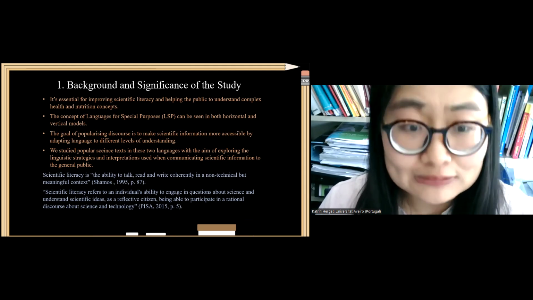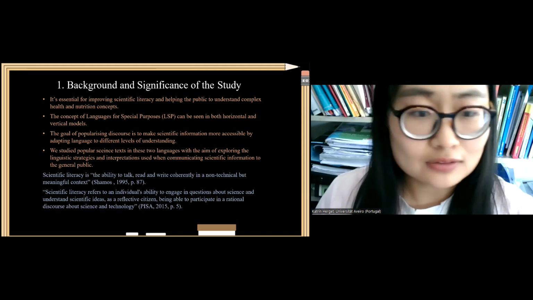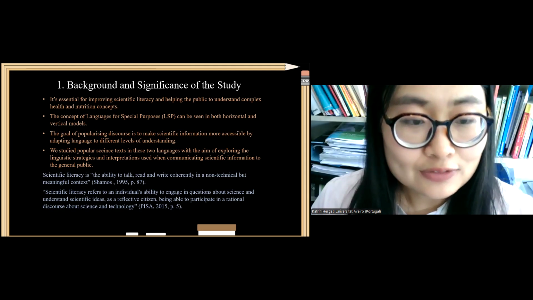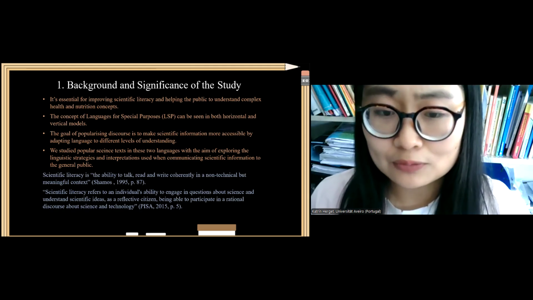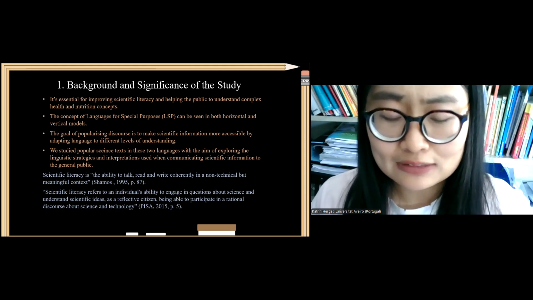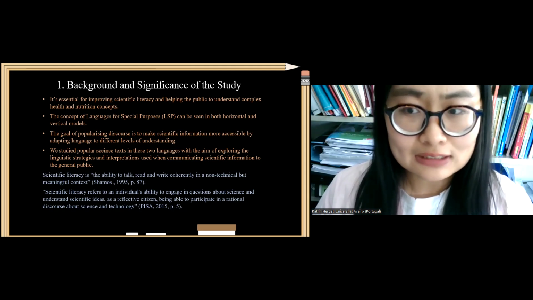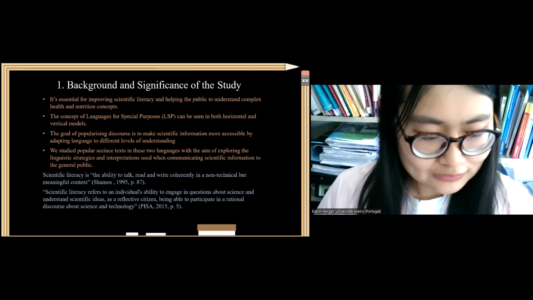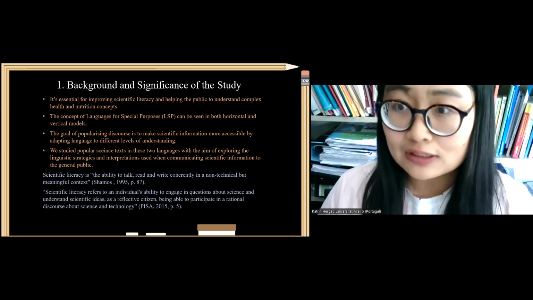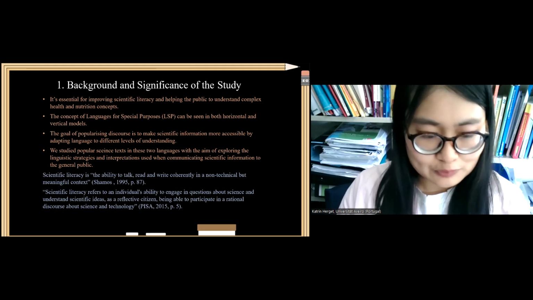Shen's definition of functional scientific literacy is the ability to talk, read, and write coherently in a non-technical but meaningful context. According to the PISA report, scientific literacy refers to an individual's ability to engage in questions about science and understand scientific ideas as a reflective citizen, being able to participate in a rational discourse about science and technology. This reinforces the idea that by developing this competence, individuals become able to critically evaluate scientific information and actively participate in the advance of knowledge.